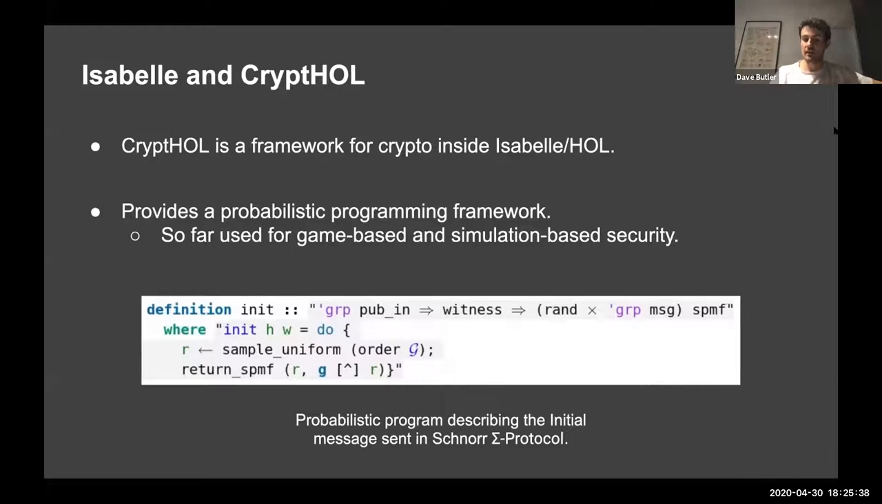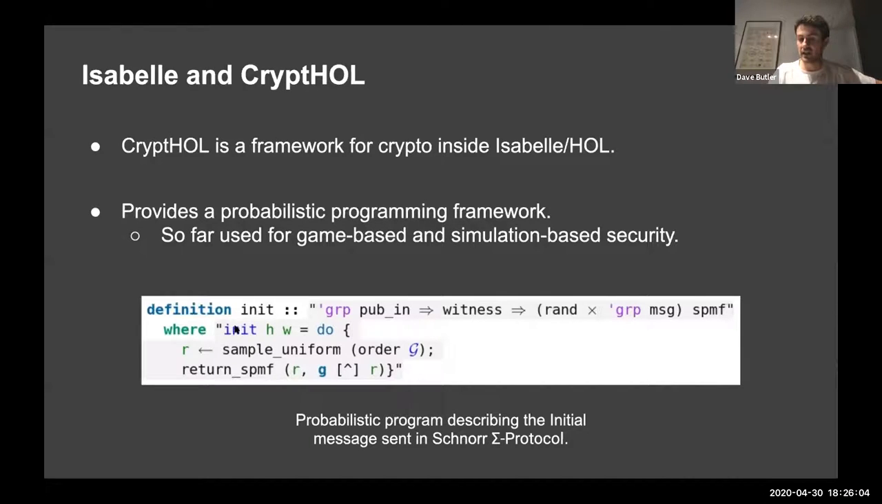But what does it look like? Let's try and understand what it looks like. Here we're going to look at the definition of this initial message sent by the Schnorr sigma protocol. I just want to understand how a probabilistic program looks. So let's ignore this first line, really. It's just telling us it's a definition and giving us its type. And then let's also ignore these quotes. People often get confused by the quotes in Isabelle, but they're just needed around any whole statement.